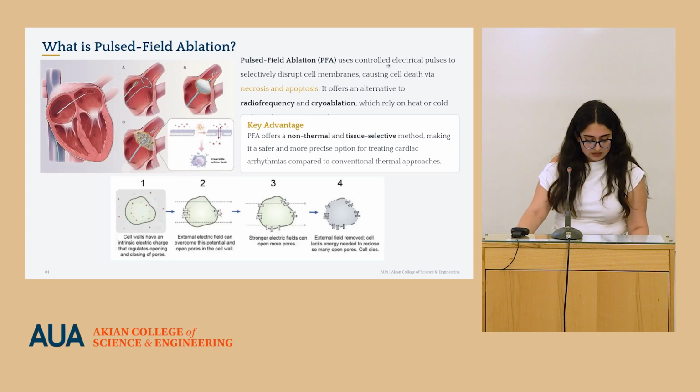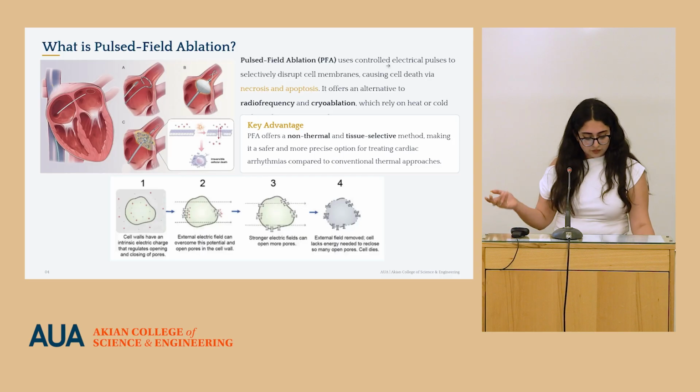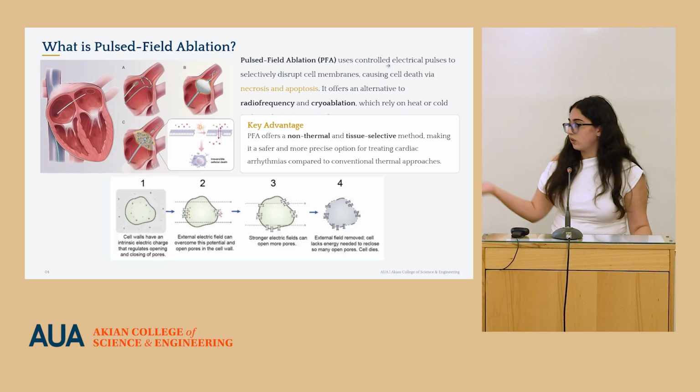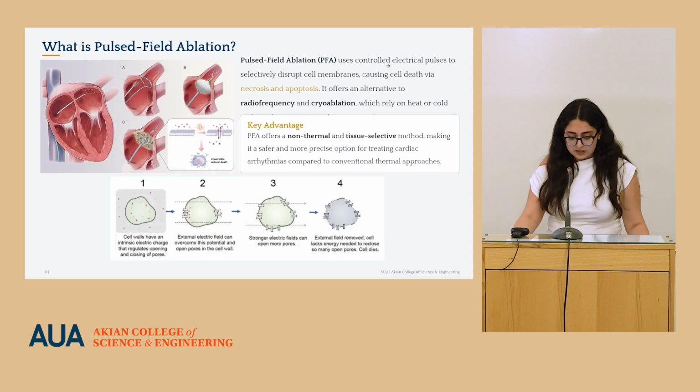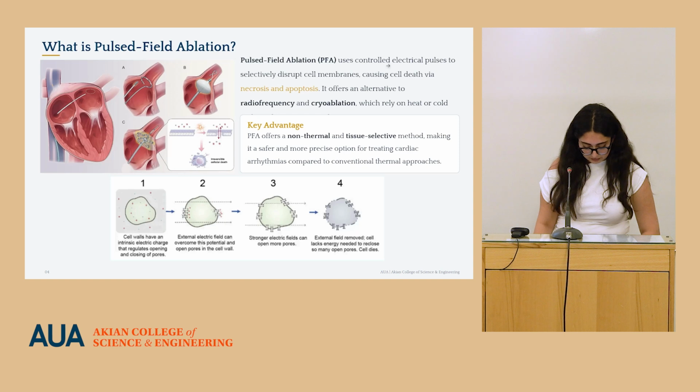We transfer electrical pulses and do electroporation. Electroporation happens when an electric field creates tiny pores in the cell membrane, and if the pulse is strong enough and the parameters are what we expect, then the membrane cannot recover, and finally the cell eventually dies, as is shown here. Its main advantage is also that it's tissue selective, which makes it safer and more precise for treating cardiac arrhythmias compared to conventional thermal approaches.